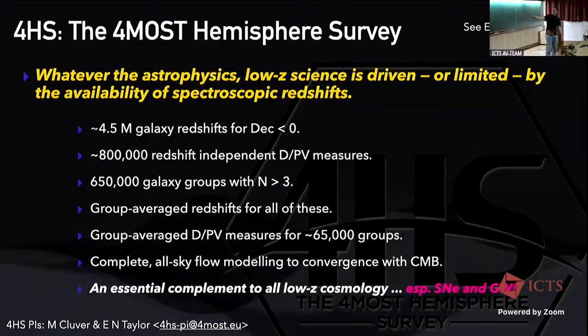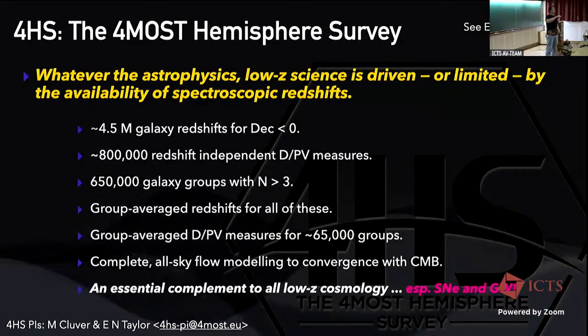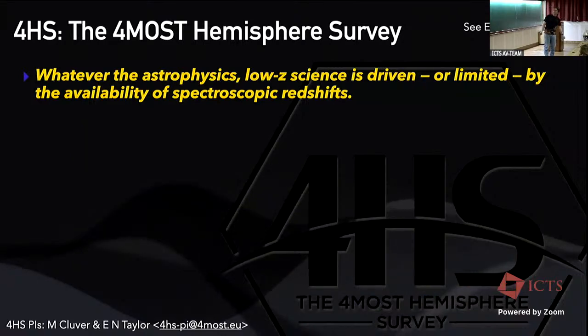So especially if you're interested in low redshift supernovae or gravitational waves, 4HS will eliminate the largest systematic effect, which is the peculiar velocities. So 4HS enables LIGO cosmology.